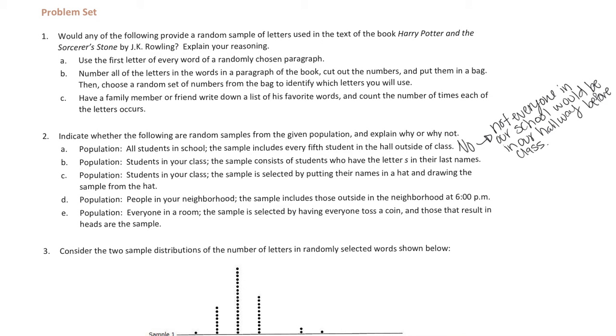Now, this sample would not be random because the students who do not have a letter S in their last names would not have a chance to be chosen. So we're going to write no for this one as well. Students without an S in their name would not be able to be chosen. And if I was a student, I would want to be able to get chosen because my last name is White.